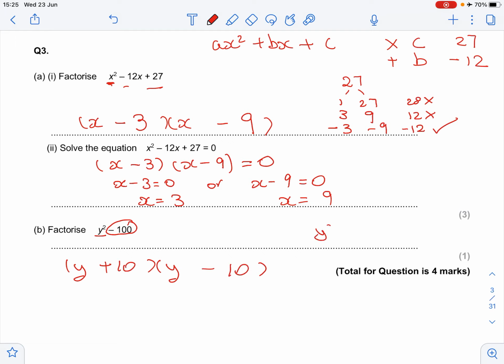Similarly, if you have y squared minus 4, again, this is a difference of two square numbers. So to factorize, we know the first terms are y and y, and because it's a difference of two square numbers, we have plus 2 and minus 2.